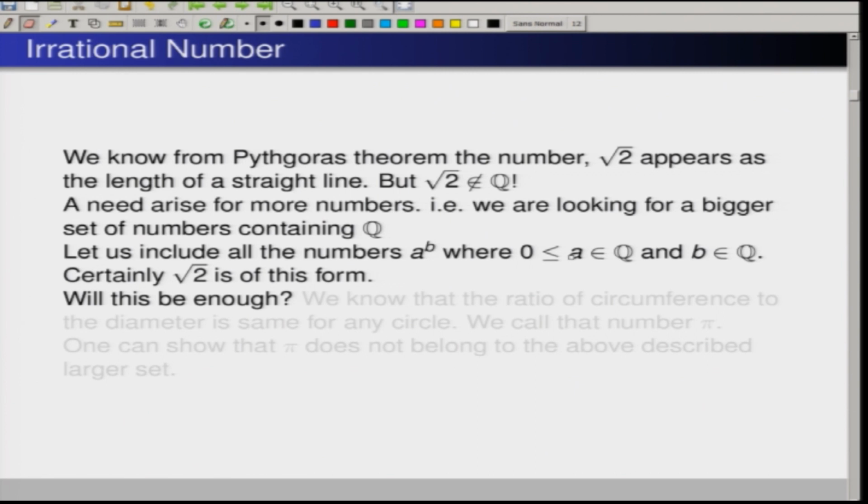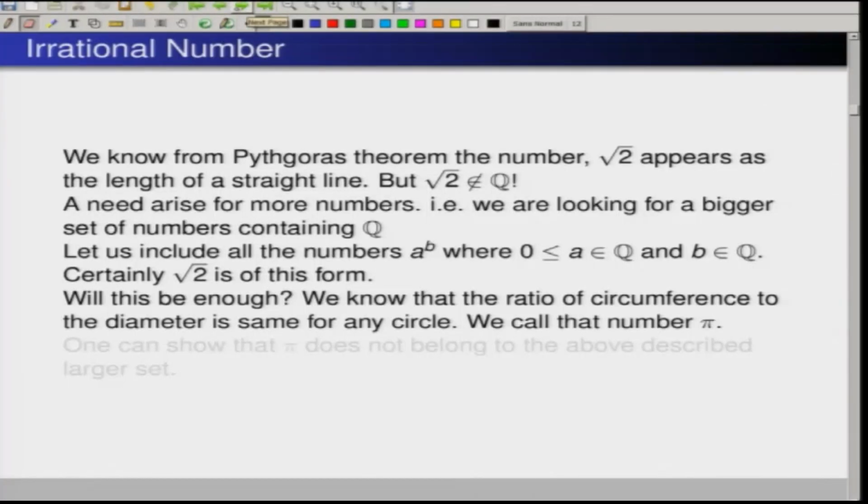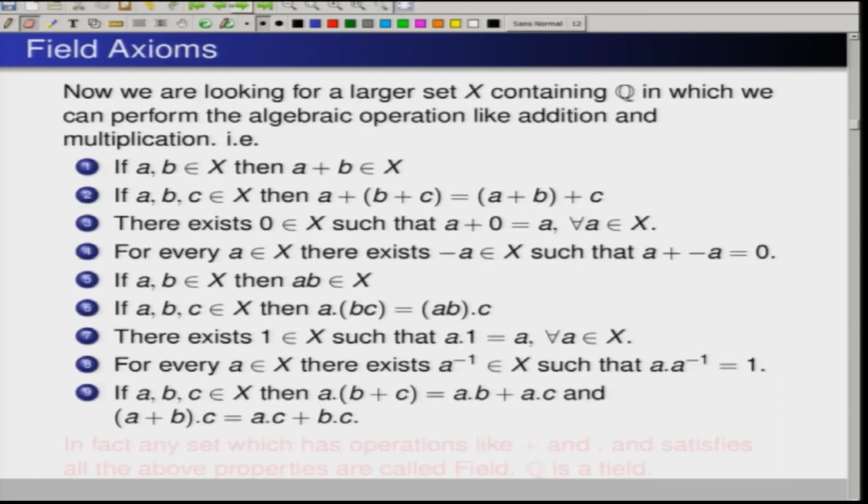Will it be enough? What we have seen is that if I take any circle, irrespective of the size of the circle, if one divides the circumference by the diameter, that is going to be a constant, and we call this number pi. One can show that pi does not belong to the form a to the power b. So now, what is the number we are looking for?